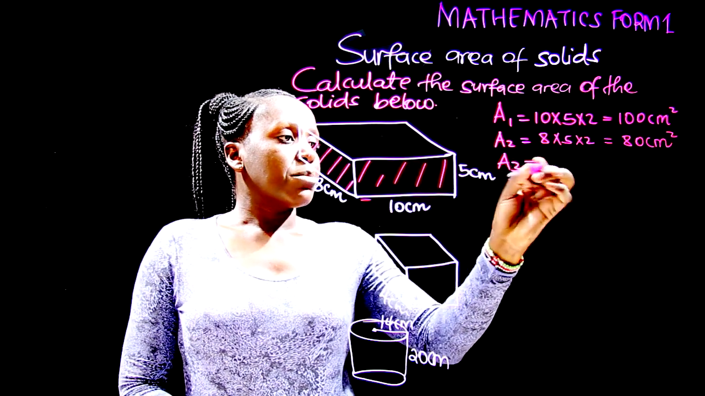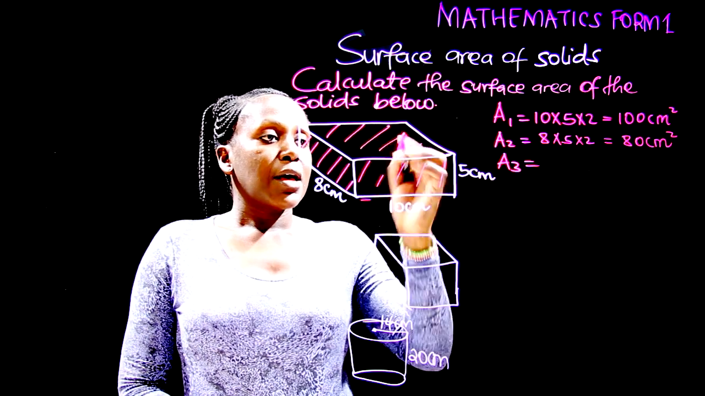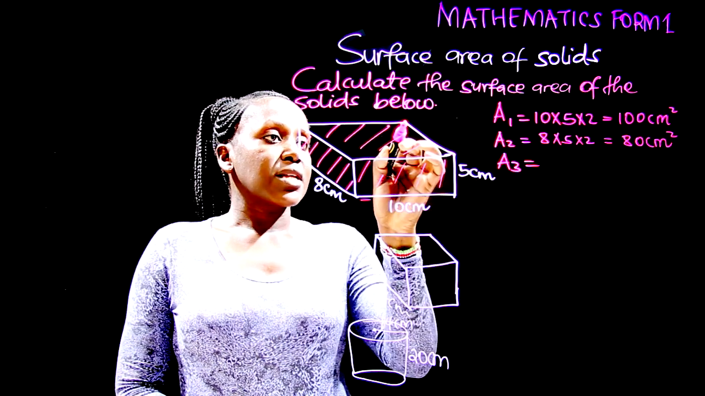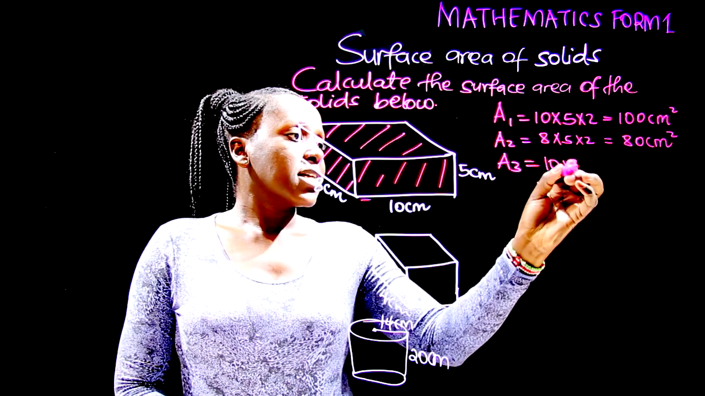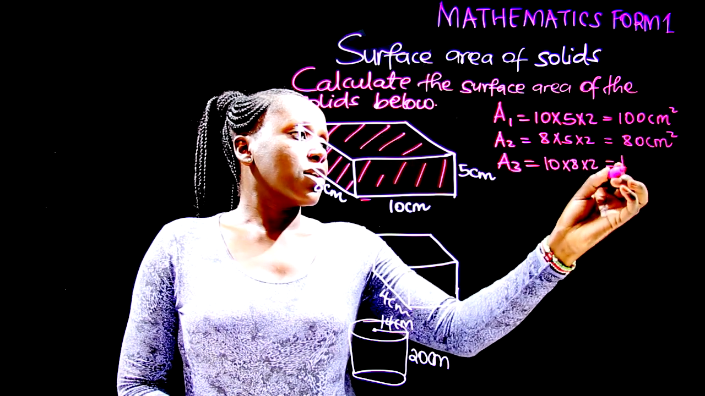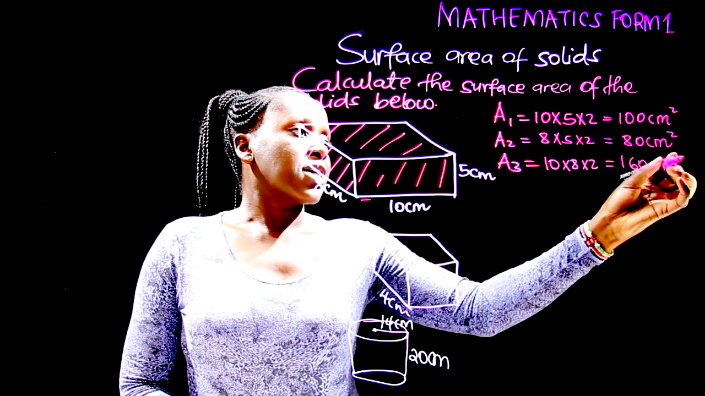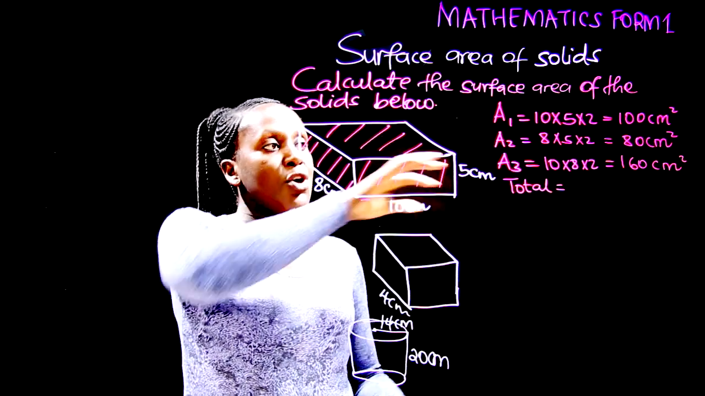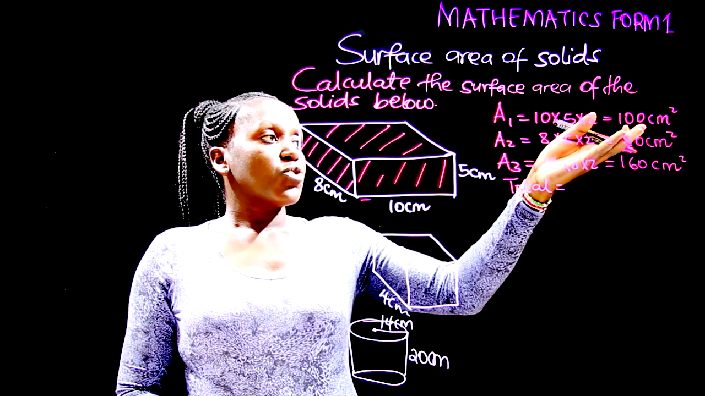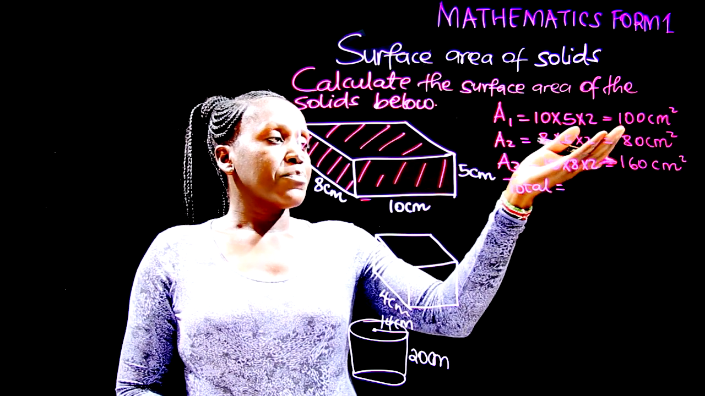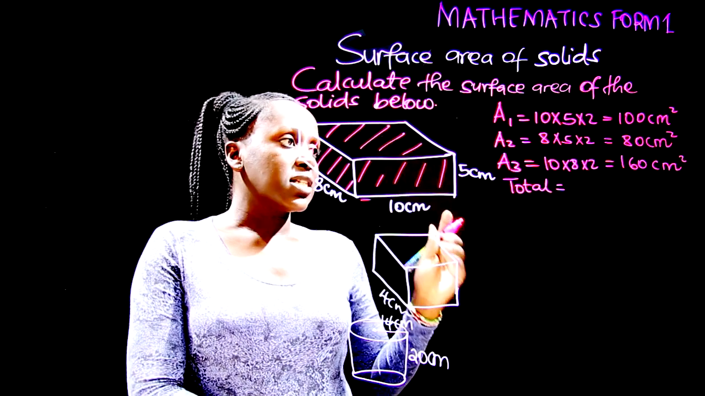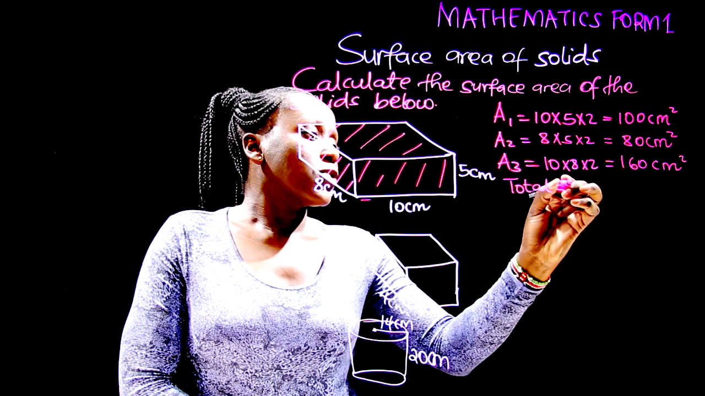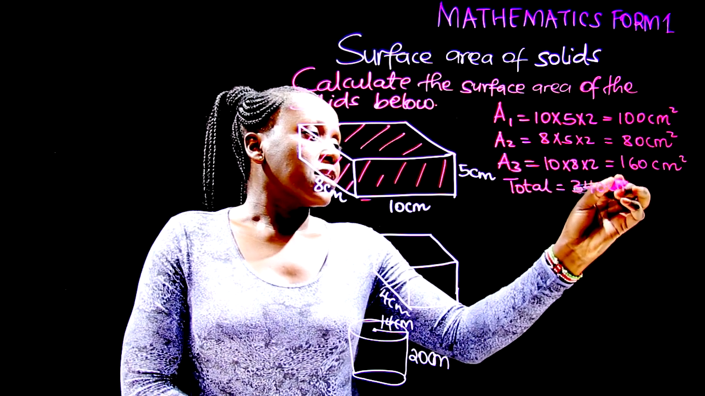Then area 3 will be equal to the area of this face plus the one at the bottom. So this measures 10 centimeters by 8. So 10 times 8, then we have two of those, which is equal to 160 centimeters squared. So the total surface area will be equal to the sum of these three areas. So remember, each one of these represents two sides. So this is the area of the 6 sides. So 100 plus 80 plus 160, that would be equal to 340 centimeters squared.